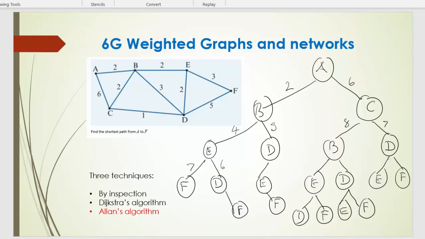And D to F is 5, makes 11. So that's out because we've already got a 7 there. D to E, 2 makes 7. This is going to be more, so you can cross that one out. This is already more than 7, so we can cross out all of that lot. And this is going to be more than 7, so we can cross that out. So there's your answer, A, B, E, F.